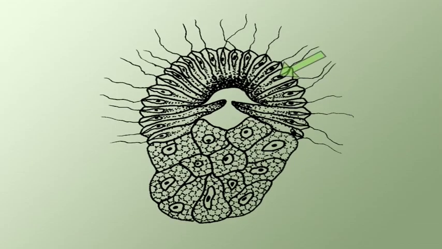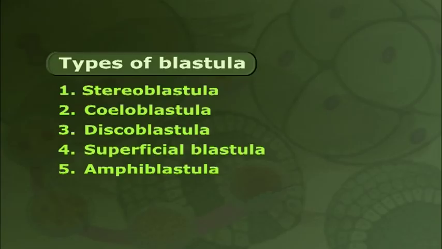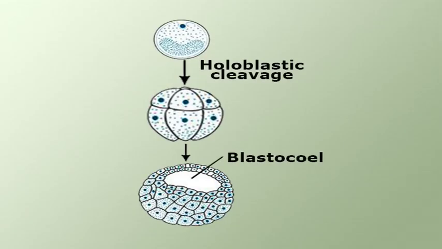Example: in Sycon, the anterior half of the blastula is formed of flagellated cells, while the posterior half is formed of large rounded granular cells. In amphibians, the two types of cells are micromeres and macromeres. Sixth, blastocyst. It is formed in mammals as a result of holoblastic cleavage.